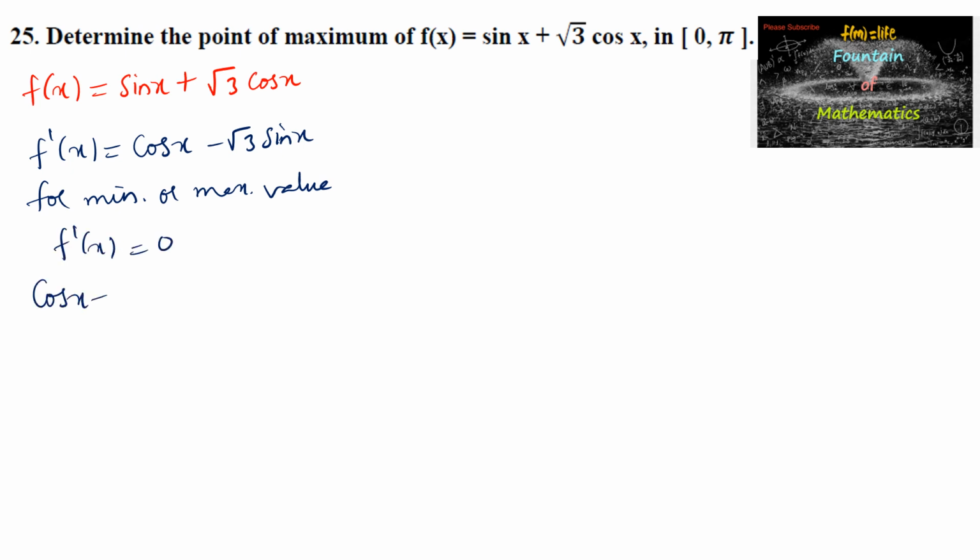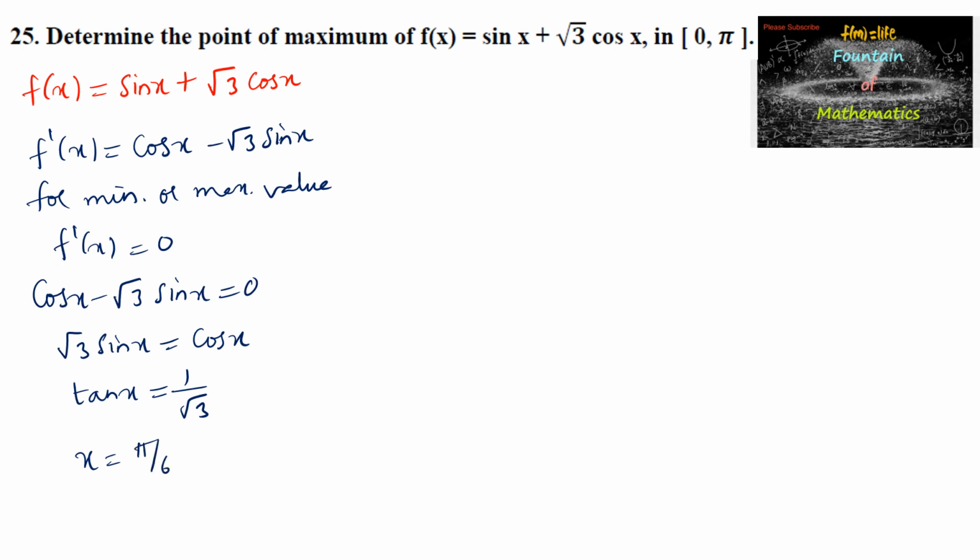So we can write cos x minus root 3 sin x is equal to 0, or root 3 sin x is equal to cos x, or tan x is equal to 1 by root 3. In the interval 0 to pi, we can give the value as x is equal to pi by 6, because tan pi by 6 value is 1 by root 3. And now, in the closed interval 0 to pi, we consider the values x is equal to 0, pi by 6 and pi. Let us check at these values.